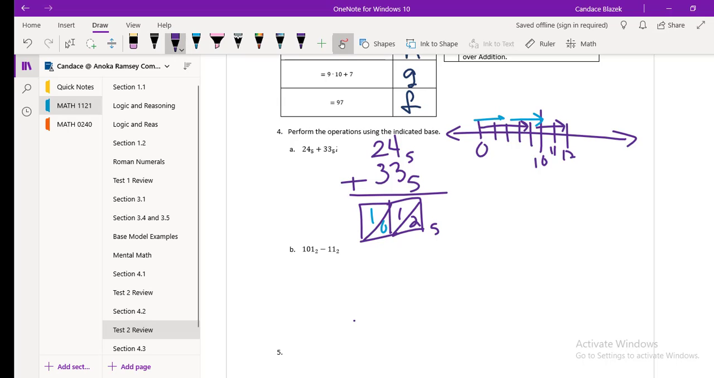Now, doing my lattice, we go along the diagonals. I get 112 base 5. So my answer is 112 base 5.